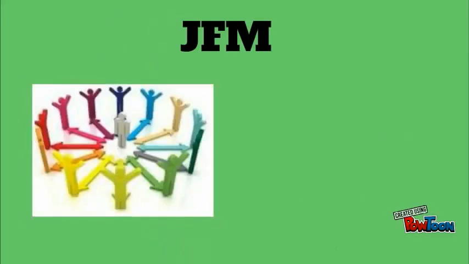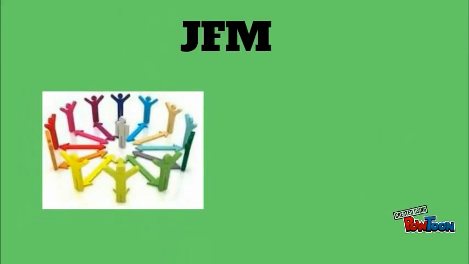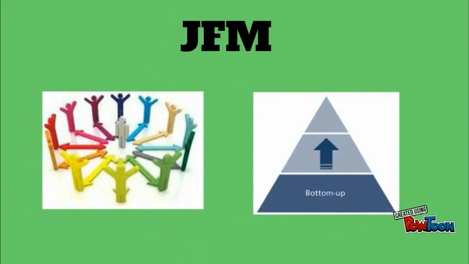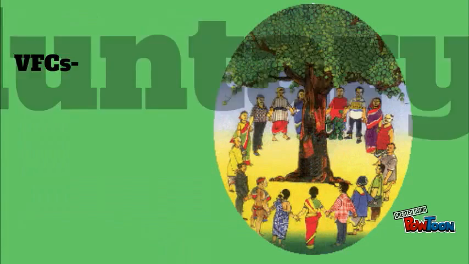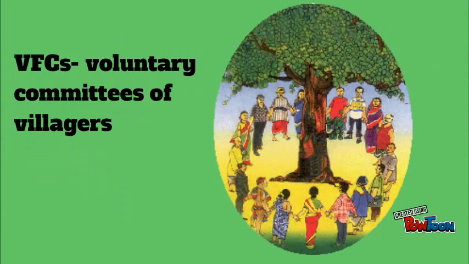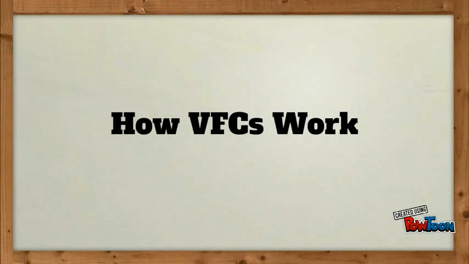Approaches. The JFM is part of the government's efforts towards decentralized participation. It was intended as a participatory, bottom-up approach to forest management, as the VFCs manage the day-to-day implementation of forest protection, conservation and utilization. For Ranchi, these VFCs are mostly voluntary committees of villages who adopt their age-old local rules of forest management. How VFCs work.